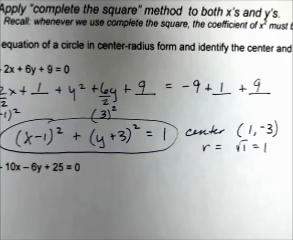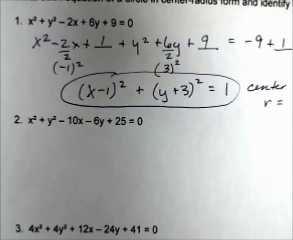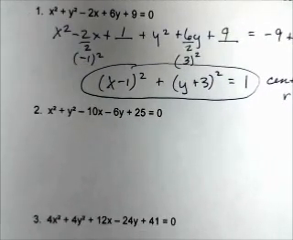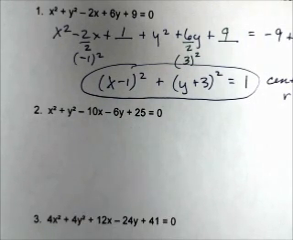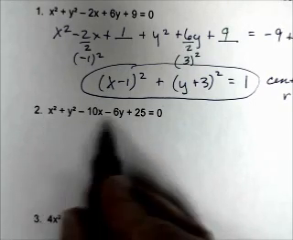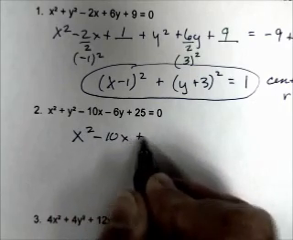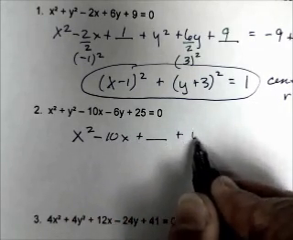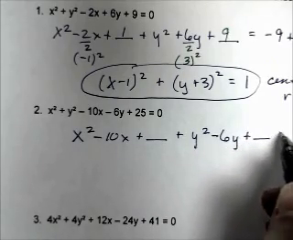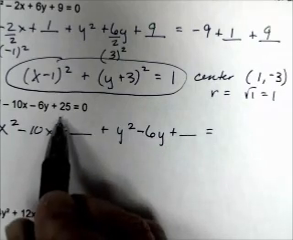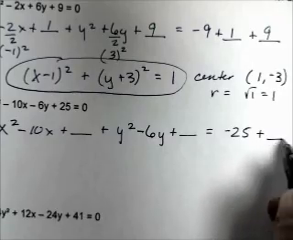Next, number 2. Let's take this. This is standard form of the equation of a circle. We want to write it in center radius form. Okay, so let's get my x's together first. So x squared minus 10x plus blank, then our y's, y squared minus 6y plus blank equals, constant goes on the other side, so we would subtract 25, negative 25 plus blank plus blank.